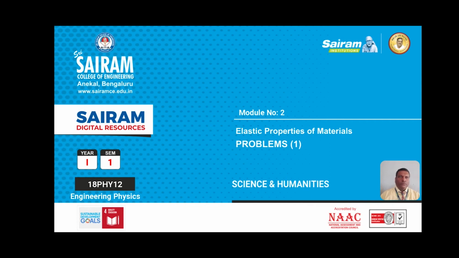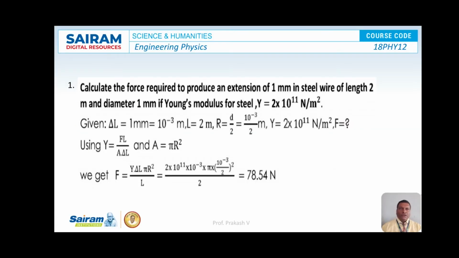In this video, I am going to discuss problems which come under elastic properties of materials of module 2, that is engineering physics prescribed by VTU. So the first problem here is: calculate the force required to produce an extension of 1 millimeter in a steel wire of length 2 meter and diameter 1 millimeter, if Young's modulus for steel Y is equal to 3 into 10 to the power of 11 Newton per meter square.